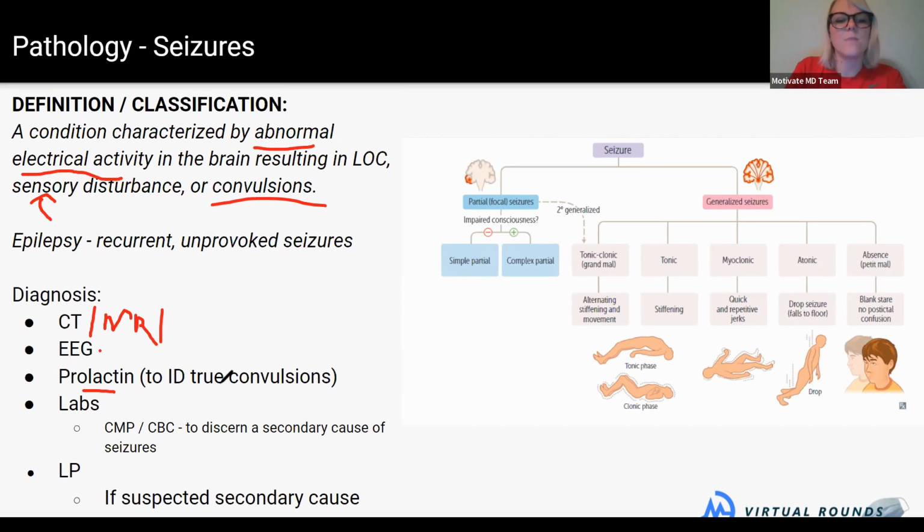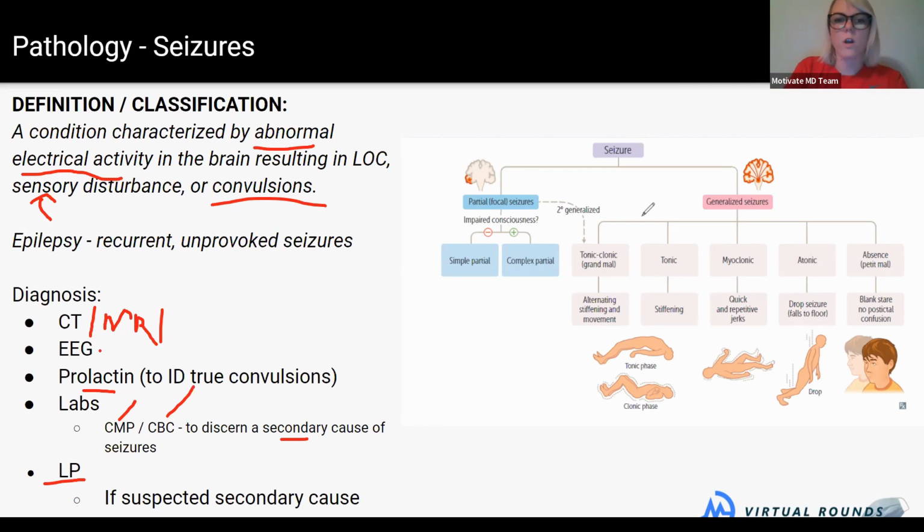We can use labs to discern if there's a secondary cause. So hyponatremia or infection, remember, can be causes. We can use LPs as well if there is a secondary cause. So if we're suspecting that this patient has meningitis or encephalitis, we might want to do an LP to delineate that. Or multiple sclerosis, we might do an LP as well.